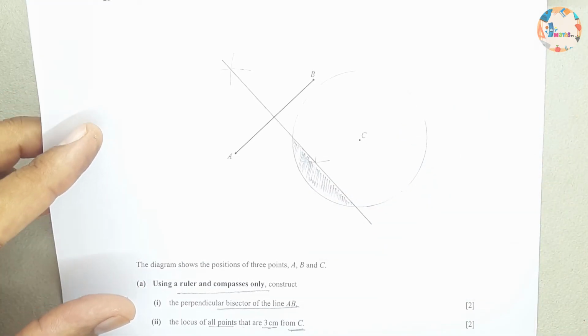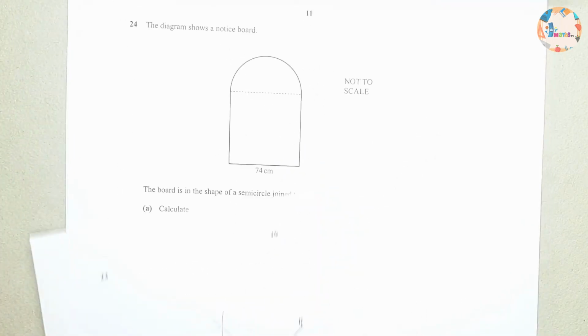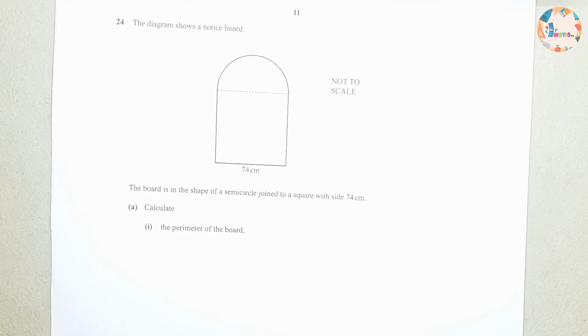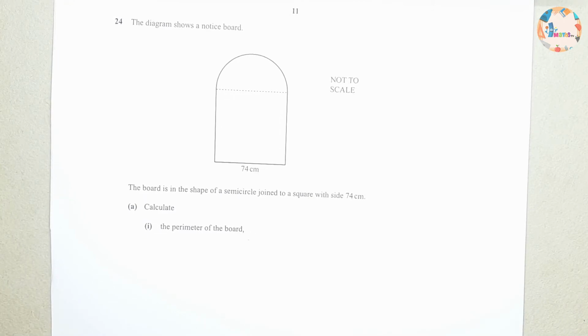Okay, so this is the shaded part which is required. Now question number 24. The diagram shows a notice board. The board is in the shape of a semicircle joined to a square with side 74 centimeters. So this is 74 centimeters.